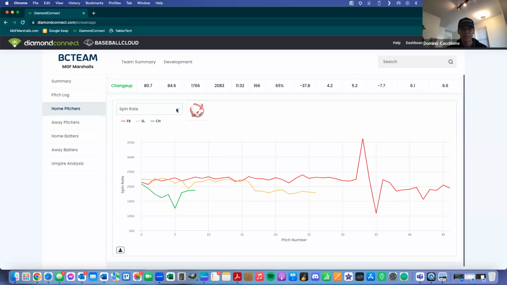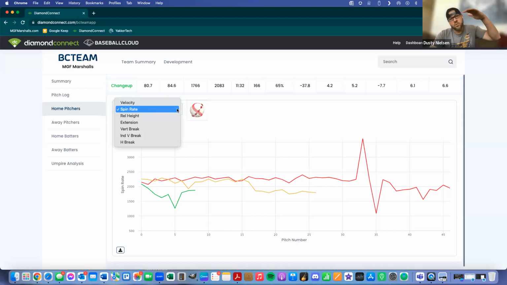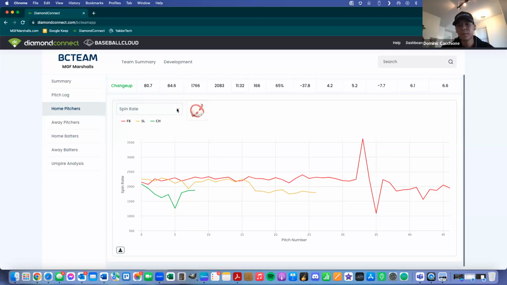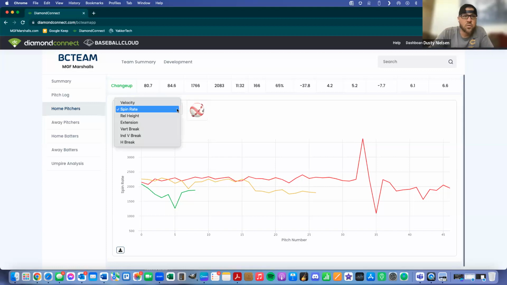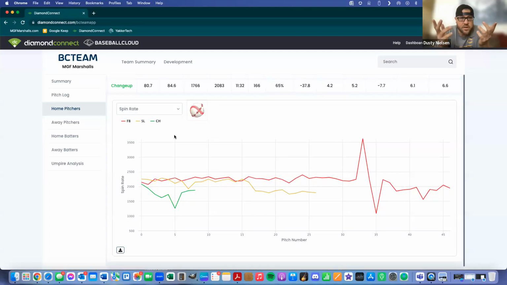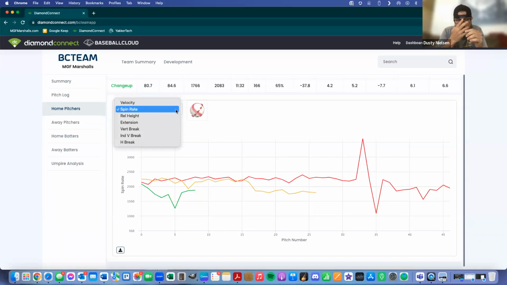And that kind of plays into induced vertical break as well. Yeah, so you want to either be on the high end of spin rate or the low end of spin rate. Anywhere in between is not really that good. Average. So we actually don't want to be average. You either kind of want to be on the outlying scale eventually, right? So we know where we're at.